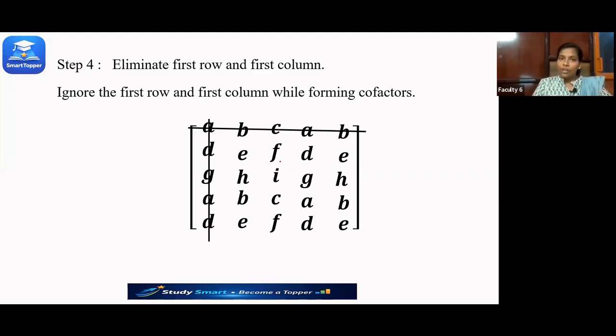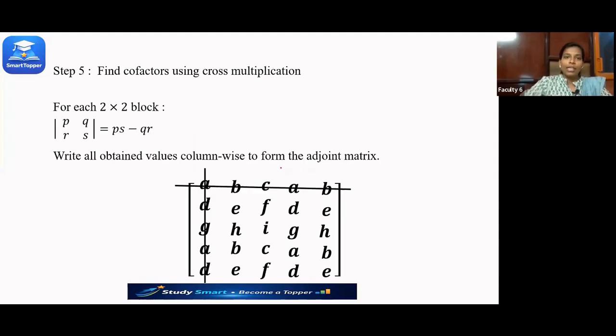Then ignore the first row and first column while forming the cofactor. So we have to form a cofactor. Look at the next step. So what do you mean by cofactor? Consider this as a determinant. Then cross multiply it and subtract. One model is given here. Okay, so look at a determinant P, Q, R, S. How will you find the cofactor? PS minus QR. So just cross multiply it, then subtract. That is the value of the cofactor obtained.